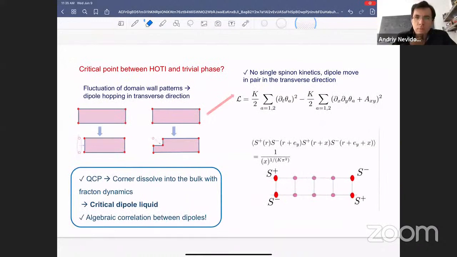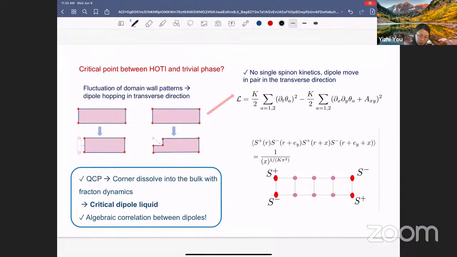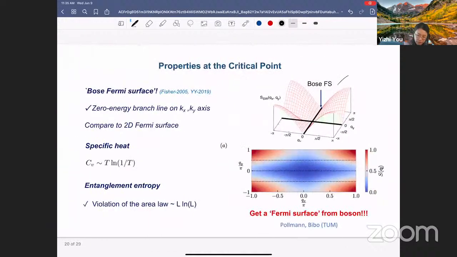Because a single boson cannot hop, that means partial x theta, where theta is the phase of that Sz, is not allowed, and partial y theta is not allowed. Instead, a pair of bosons, like a dipole, can only hop in the y direction, like the ring exchange term. It's something like partial x partial y theta. This term is allowed. So the low energy dispersion omega is proportional to kx ky. And that is why we have a zero energy branch at both the kx and ky axes.